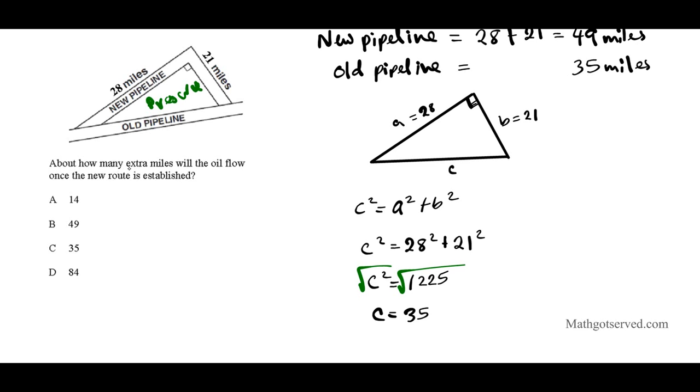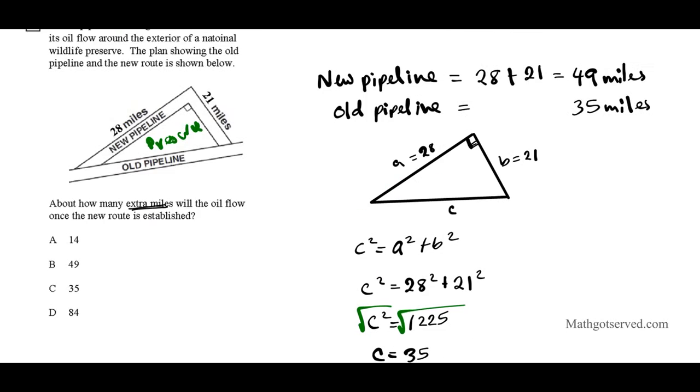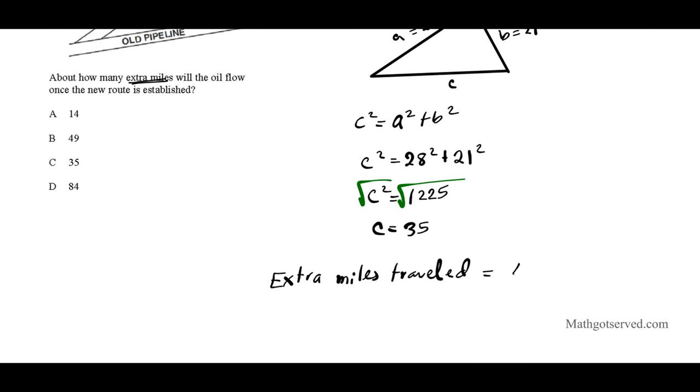All right, so let's be careful with what the question asks us. It said, how many extra miles will the oil flow in the new one? So the extra miles is simply the difference. Extra miles traveled is basically the new minus the old, right? So the new is, what was the new again? 49. 49 minus the old, which is 35. So 49 minus 35 is 14 miles. So our correct answer is option A.